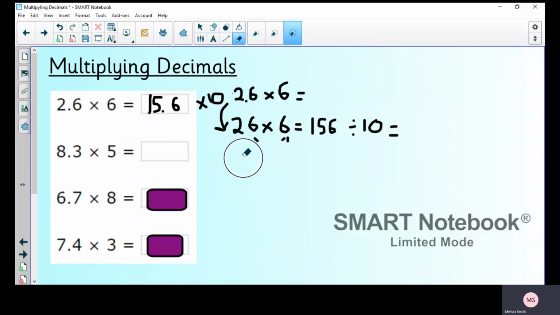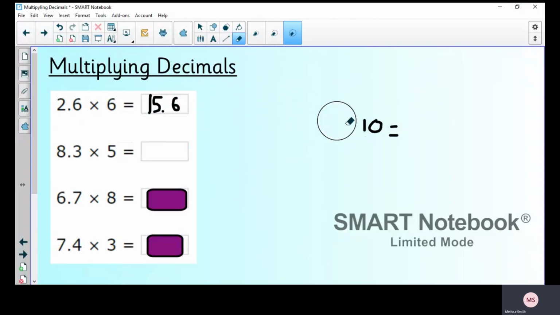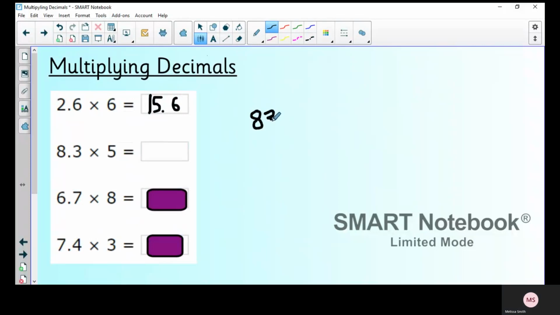So we have got 8.3 and we're multiplying it by 5. So have a think to yourself, what am I going to do to my 8.3? I'm going to turn it into a whole number. So I'm going to turn it into 83 multiplied by 5. Okay, and now I can say to myself, right, what did I do to my 8.3? Well, I times it by 10, so let's make a little note there so we don't forget at the end.